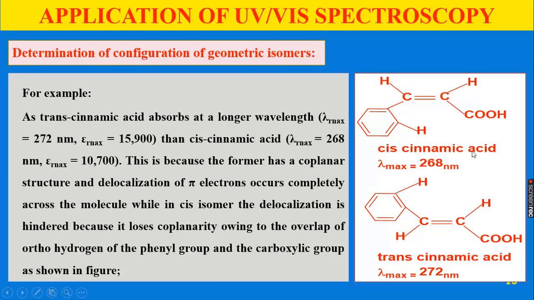So cis-cinnamic acid absorbs at a lower wavelength, 268 nanometer, while in trans-cinnamic acid the bulky groups are on opposite sides and less affected by each other, so it will absorb at 272 nanometer. So with the help of UV visible spectroscopy, we can determine the configuration of geometric isomer.